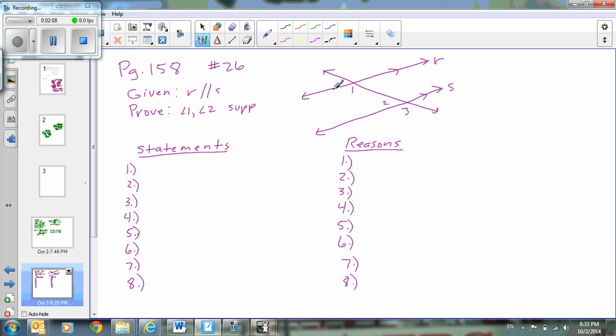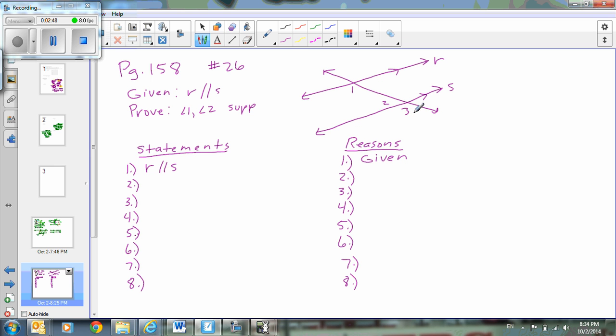So it looks like we better start with our given statement, which is that we have a pair of parallel lines. So let's say in step 1, that line R is parallel to line S, and the reason, of course, is given. We're assuming that R and S are parallel to each other. And then notice on our diagram, we also have this angle 3 labeled. And if you look at angles 1 and 3, what kind of a pair of angles are they? Well, they're on the same side of the transversal. They're both below the two lines being cut by the transversal. So those are corresponding angles.